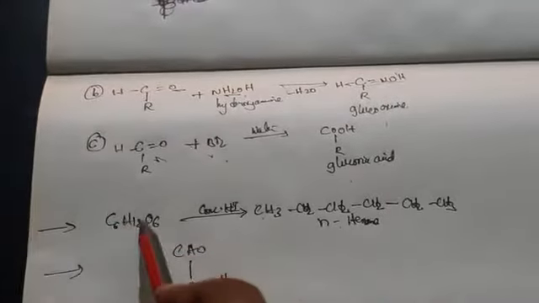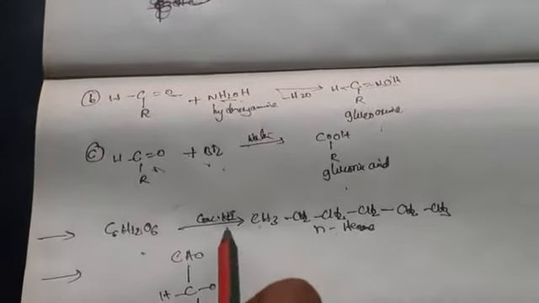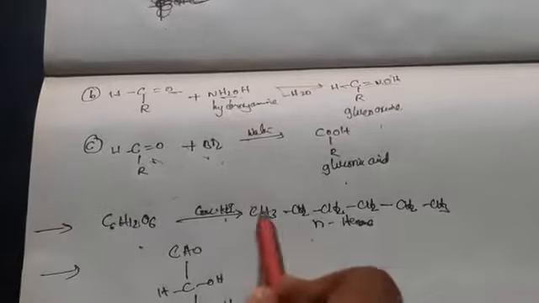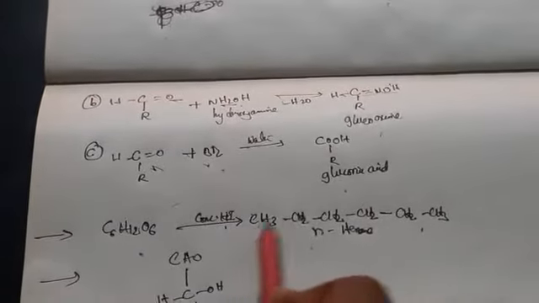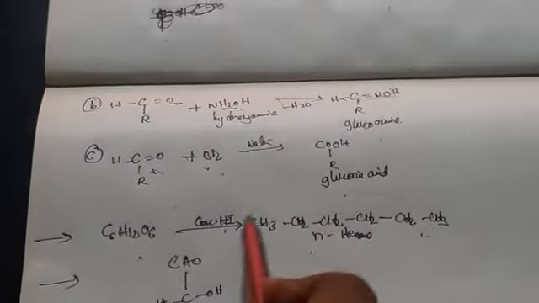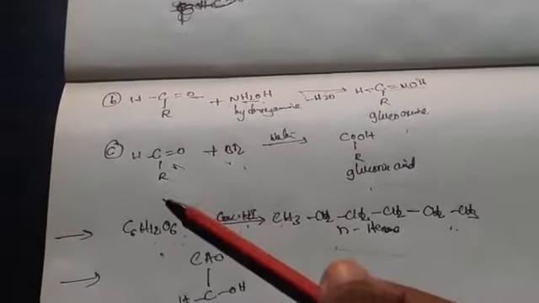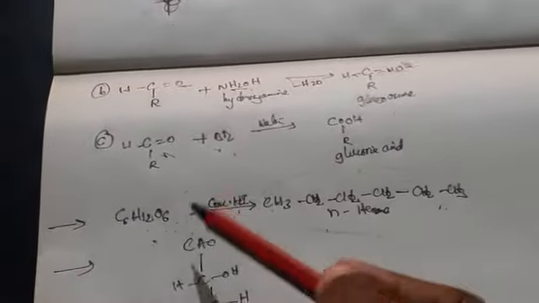Whenever glucose is treated with concentrated HI, what is it giving? Hexane. Okay, all in a straight chain. So this molecule indicates that the carbon structure of glucose is a straight chain. Okay, and the final structure of the glucose is this one. So this is the general.